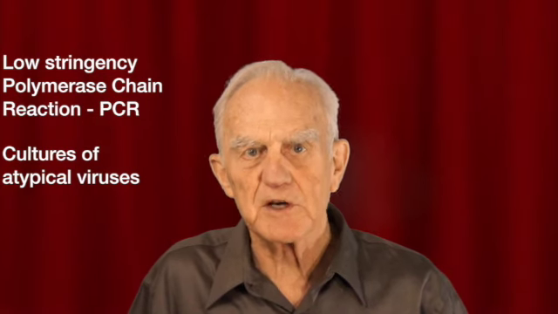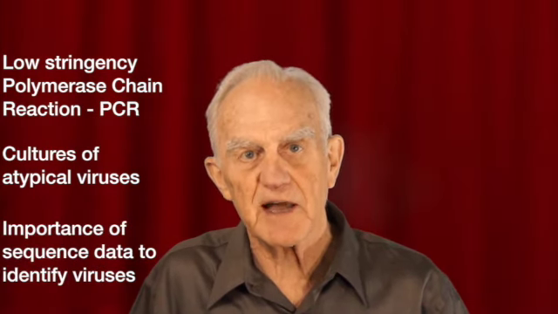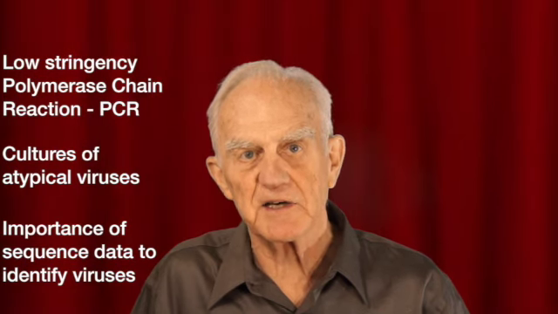This is the fourth of a series of new videos to remove any doubts regarding the existence of stealth-adapted viruses. The first video described the low stringency polymerase chain reaction, or PCR. The second, the culture of atypical viruses. The third video dipped into some of the politics, but it also highlighted the importance of having actual DNA or RNA sequence data to define a virus. Now this video will discuss the DNA sequence data that was initially obtained on the first cultured virus.